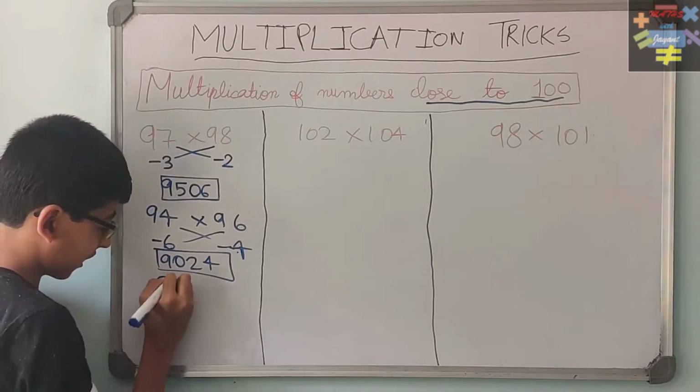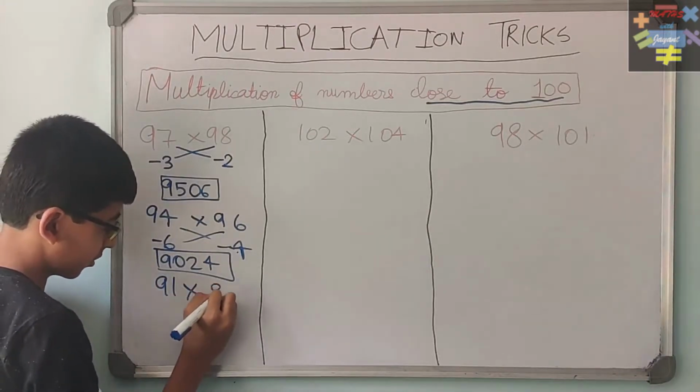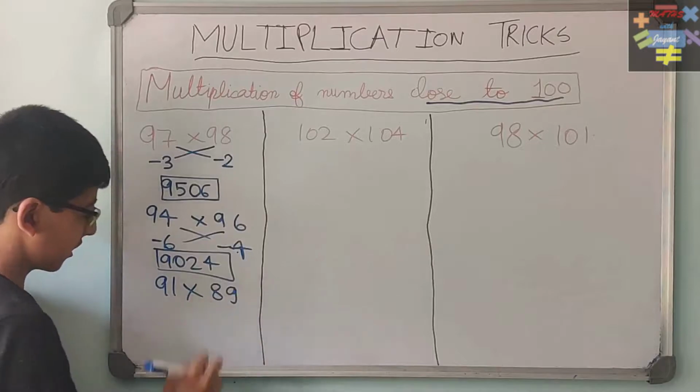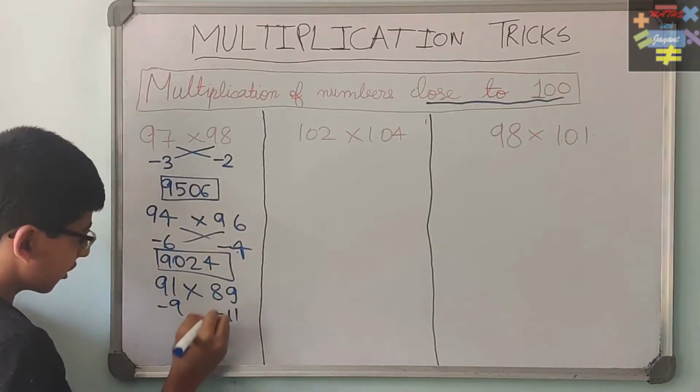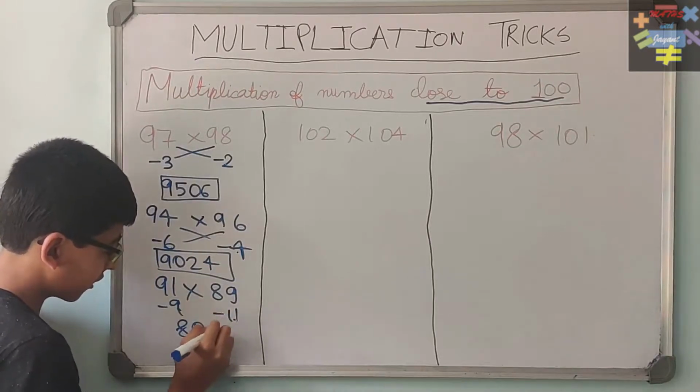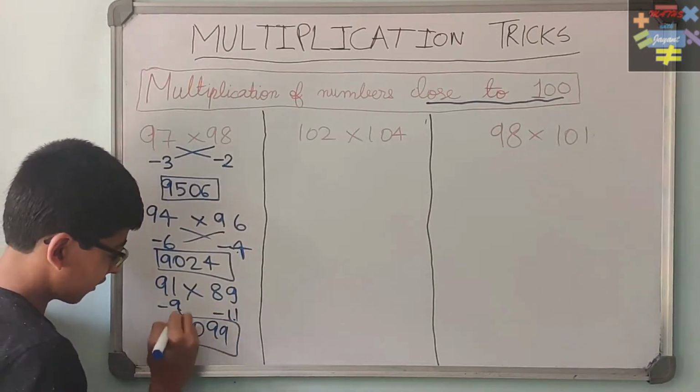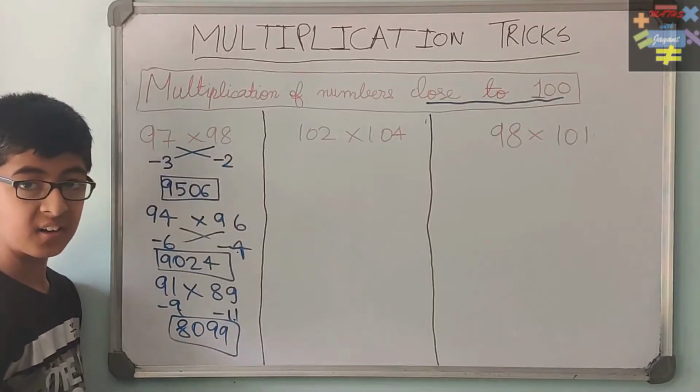Now let us solve questions like these even more faster. Like we get 91 into 89. How do we solve this? This is 9 lesser, this is 11 lesser. To cross we get 80, and 9 into 11 gives 99. So our answer is 8099.